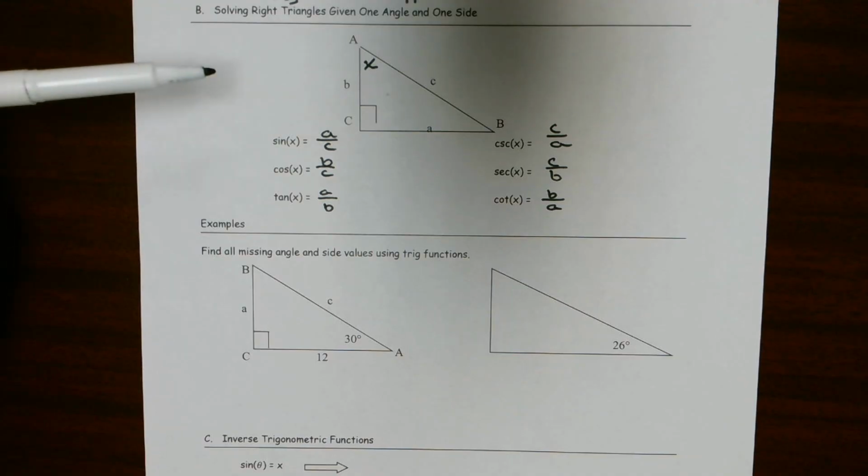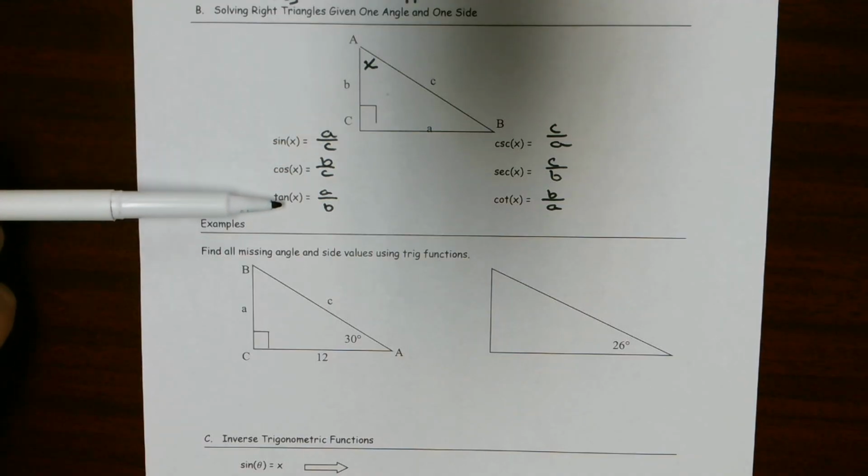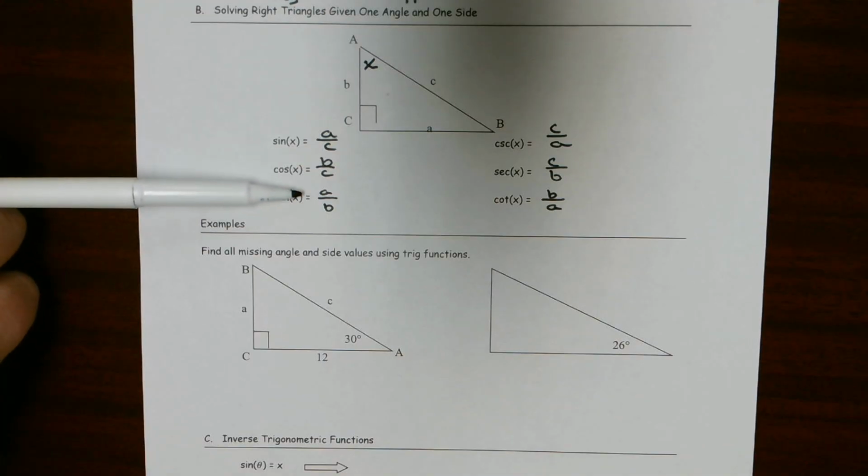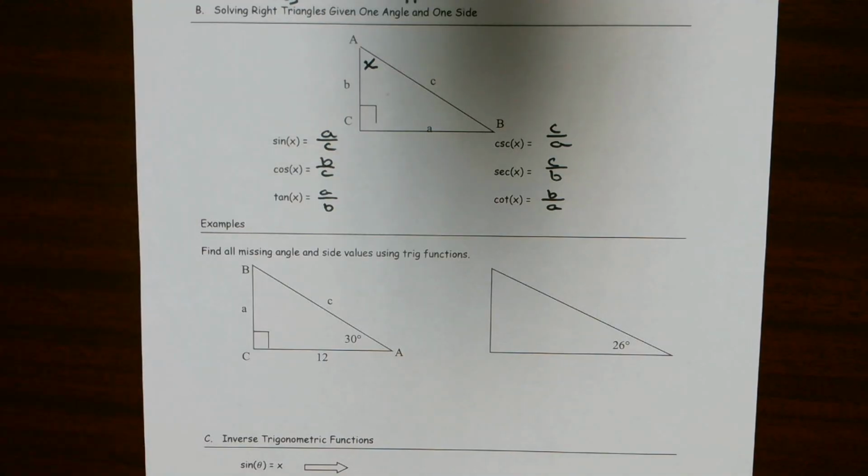Okay, there are your answers. You can check yours to make sure that you're correct. But again, just taking our sine, cosine, and tangent definitions and then flipping them to get the reciprocals.